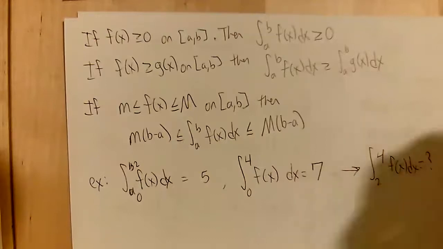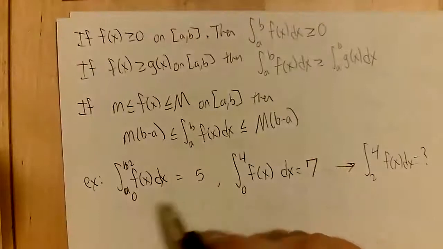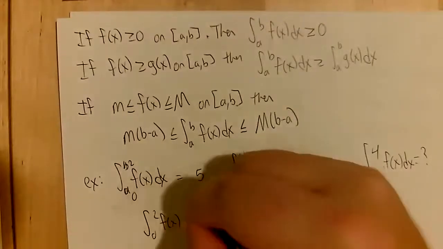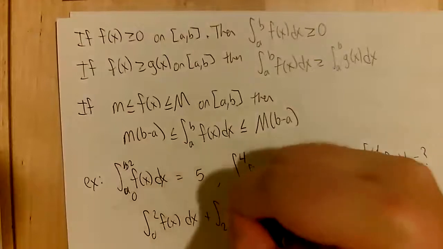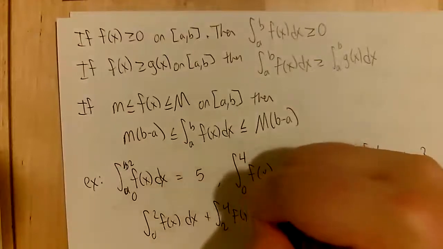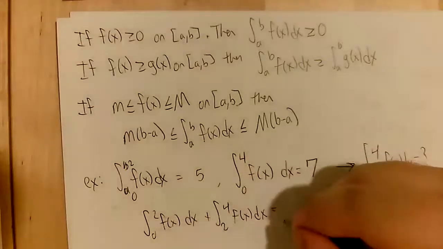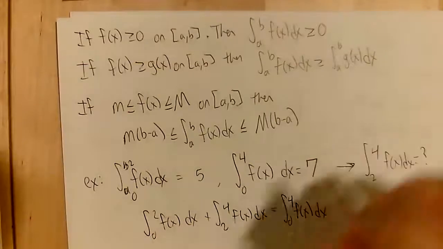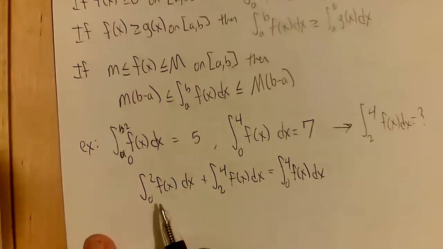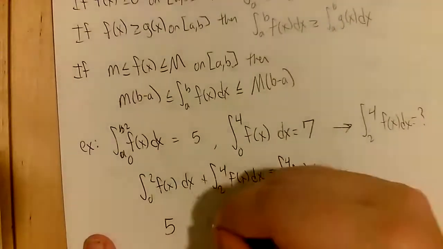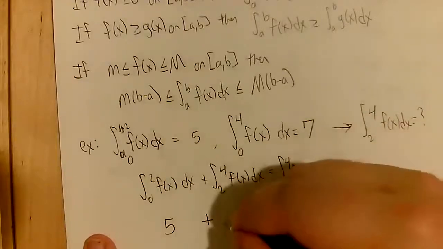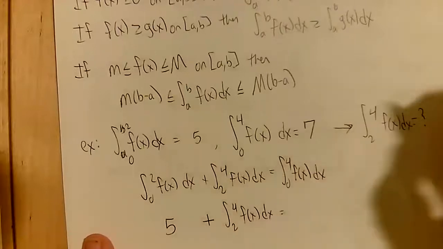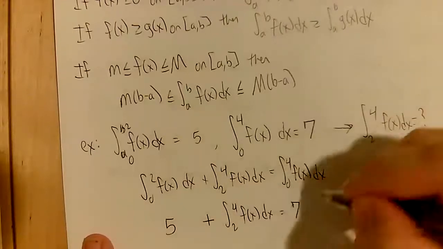x dx is. All right, now what this does is it uses the property that the integral from 0 to 2 of our function plus the integral from 2 to 4 must be the integral over the entire interval from 0 to 4. Now we know what the integral from 0 to 2 is. It's going to be 5. And we don't know what this is yet. That's what we're trying to figure out. And then we know the whole thing will end up being 7.